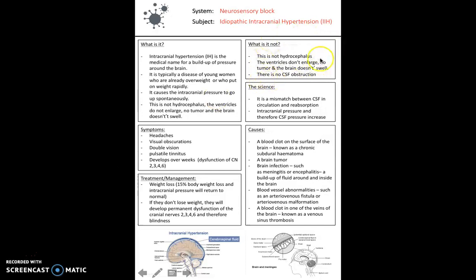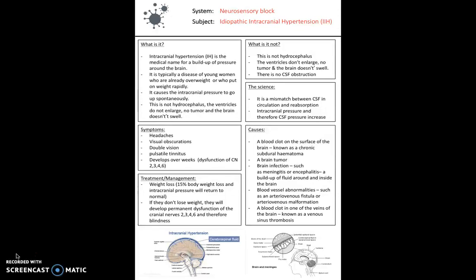This box here at the top is really important. So what is it not? It's not hydrocephalus. Yes, you've got a build-up of CSF, but it's not hydrocephalus. The ventricles don't enlarge, there's no tumour, and the brain doesn't swell, and there's also no obstruction of CSF. So therefore, it's idiopathic intracranial hypertension. But what causes this disease? It's most commonly seen in young women who are overweight, and it's normally people who put on weight rapidly.